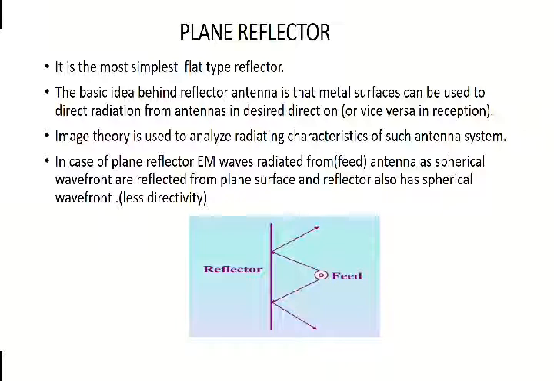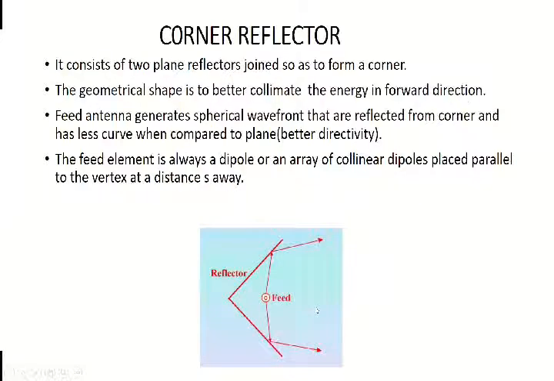However, though we have various principles in antenna analysis, here we are using the image theory to study the radiation characteristics of the reflector antenna. In case of a plane reflector, or whatever may be the type, the electromagnetic waves radiated from the feed have a spherical wavefront. They are reflected from this plane surface, and the reflected wave also has a spherical wavefront. So automatically it provides less directivity.